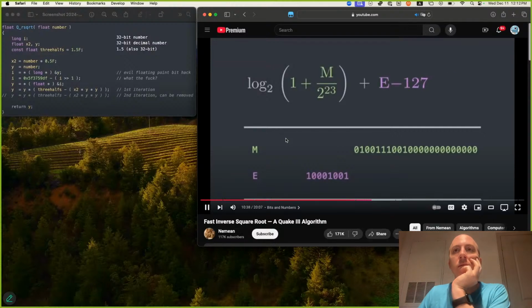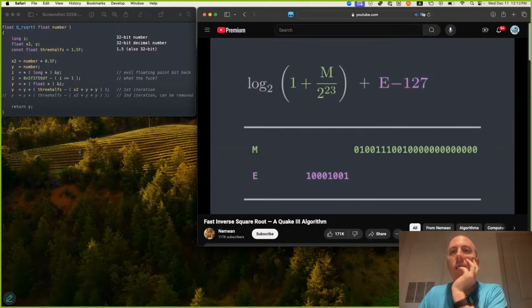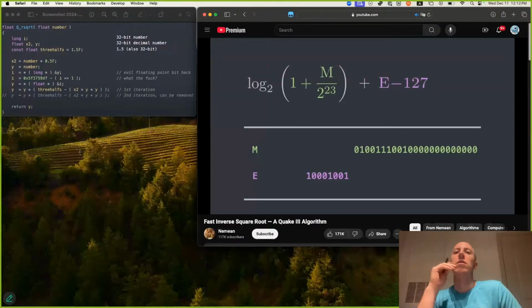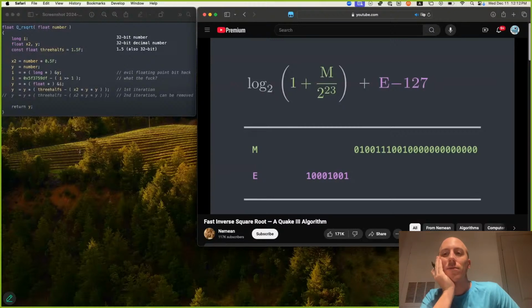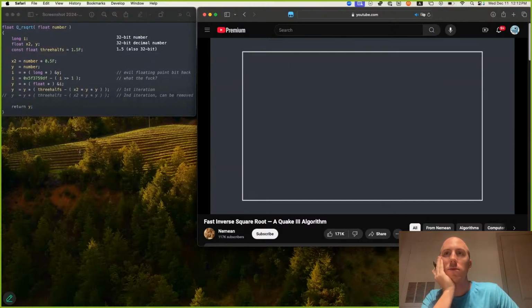And take out the exponent, but then we get stuck. But not so the creators of Quake. Developer Gary Taroli knew a trick to get rid of the logarithm. You see, the trick is an approximation to log of 1 plus x.